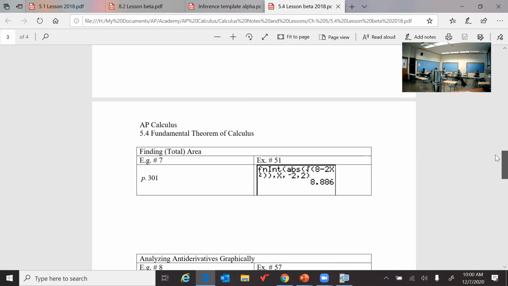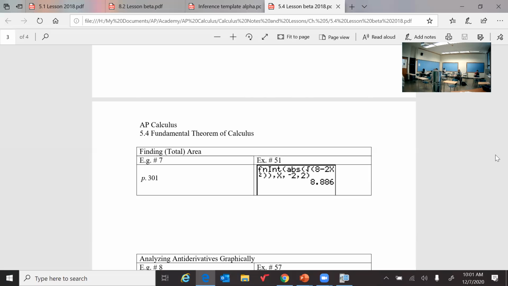And then there's a problem for you to do. Example 7, or problem 51, which we're not going to do, but here's the reference for it, which is the old operating system. I put in math 9, the absolute value of a function, dx from negative 2 to 2. And what happened? That made the area below the x-axis get reflected above the x-axis. So you get the total area, not the negative.